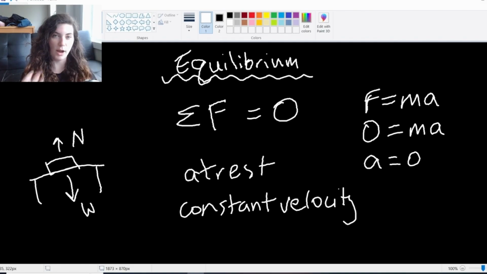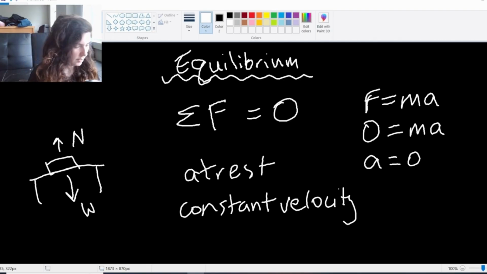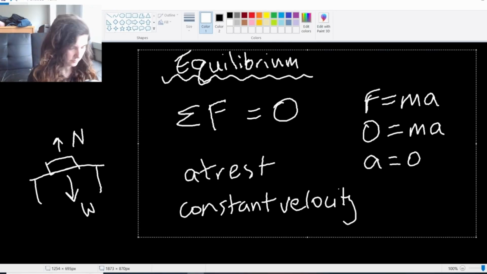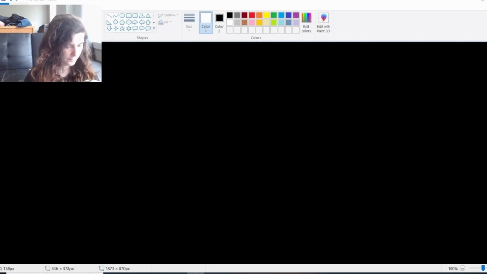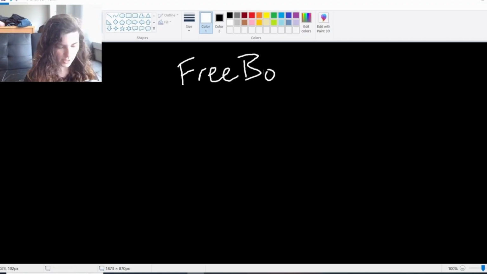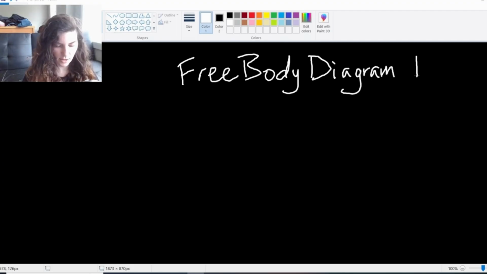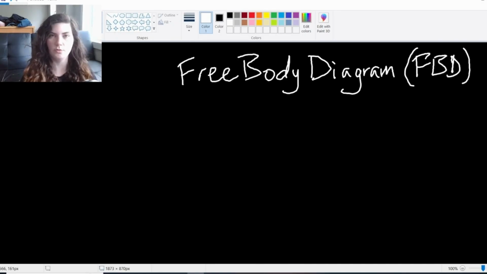We're going to start describing them in ways that are helpful to us to solve problems. So the main way we do that is with something called a free body diagram. So we work a lot with something called a free body diagram. You may also see this shorthand as FBD. You'll see it written like that in this course a lot, and maybe even going forward.